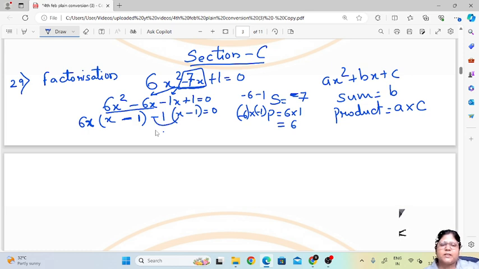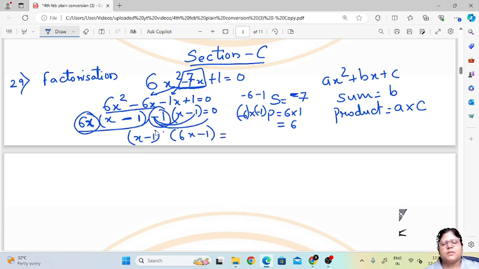Negative 1 into x is negative 1x, negative 1 into negative 1, you should get positive 1. So that means our equations are correct. And also remember this, whatever comes in the first bracket has to come in the same way. Now, what can I take common from this and from this? It is x minus 1. If I take x minus 1 common, this remains as 6x and then minus 1.